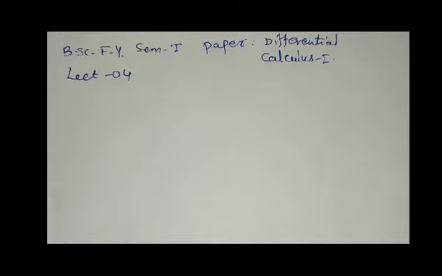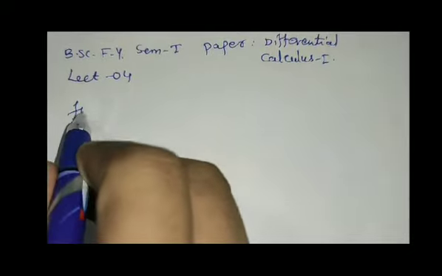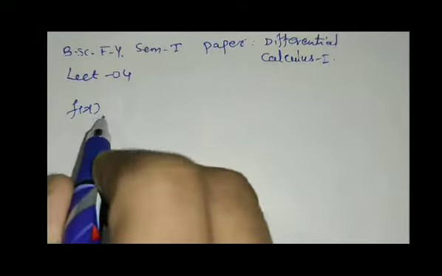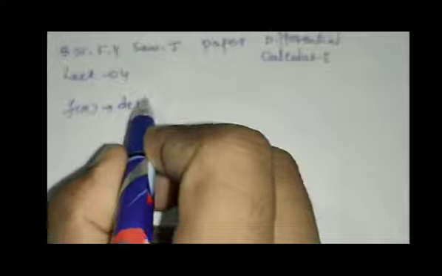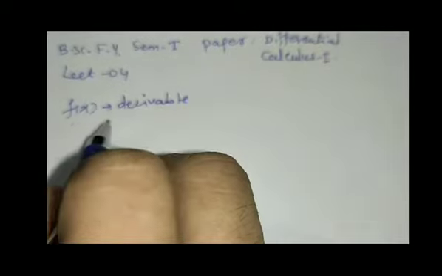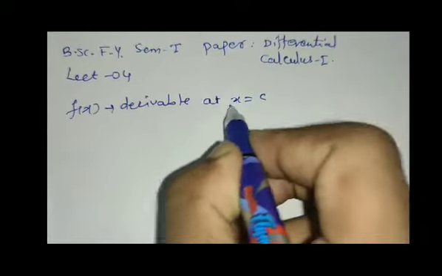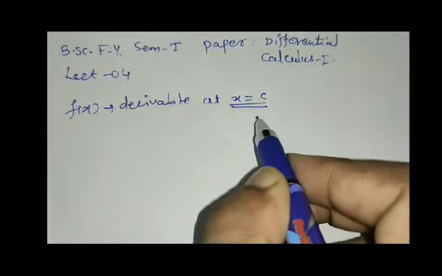So student, in the last lecture we discussed the definition of derivative. So what is a derivative? If f of x is a function, it is said to be derivable at the point x is equal to c.